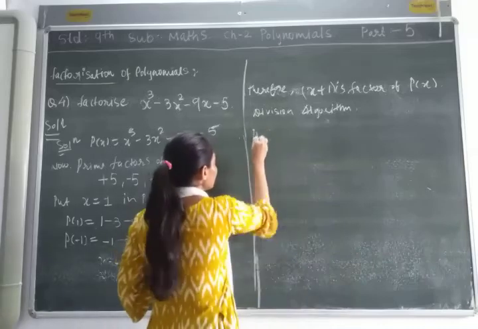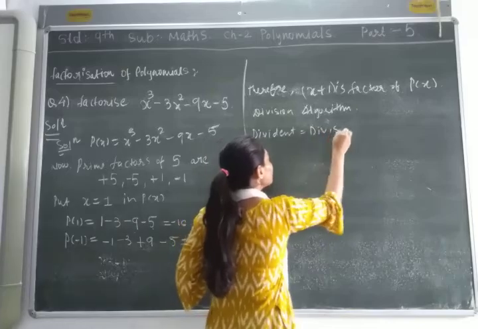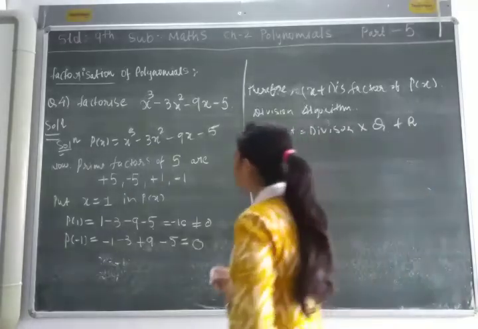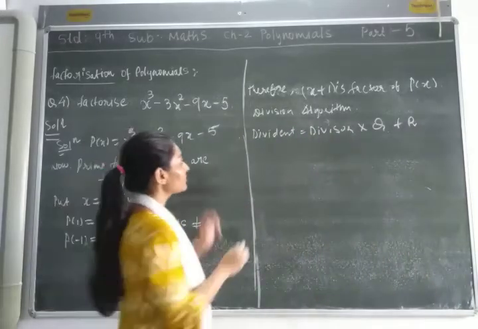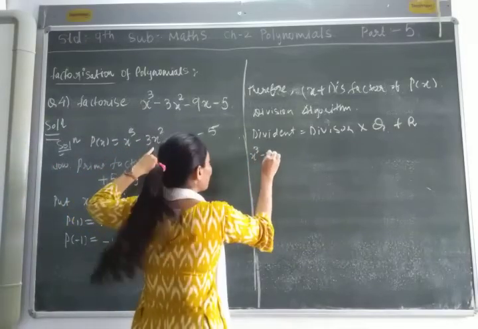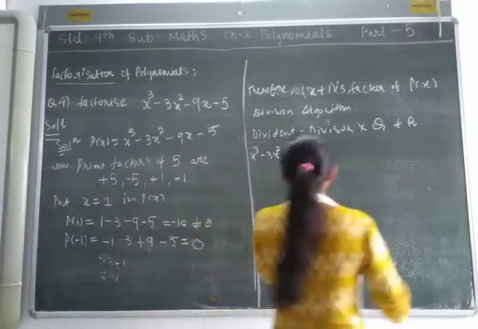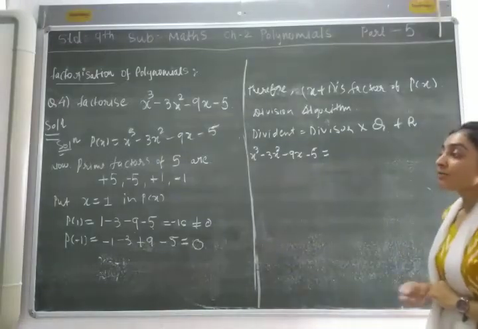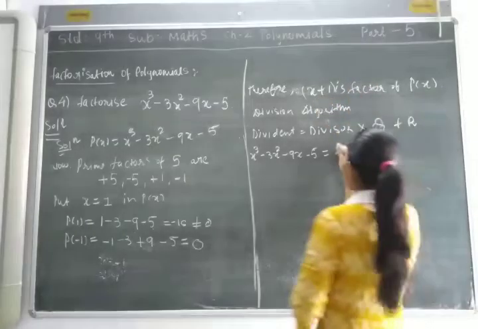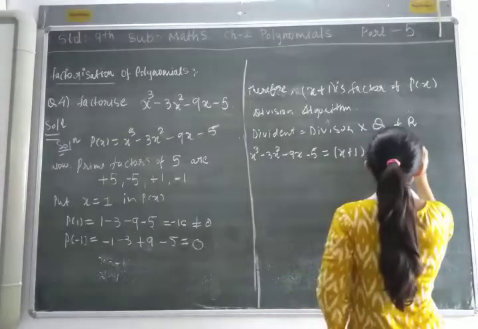The division algorithm says dividend equals divisor times quotient plus remainder. My dividend is x cube minus 3x square minus 9x minus 5. What could be my divisor? One of the factors is x plus 1, so this is my divisor: x plus 1 times q plus r.